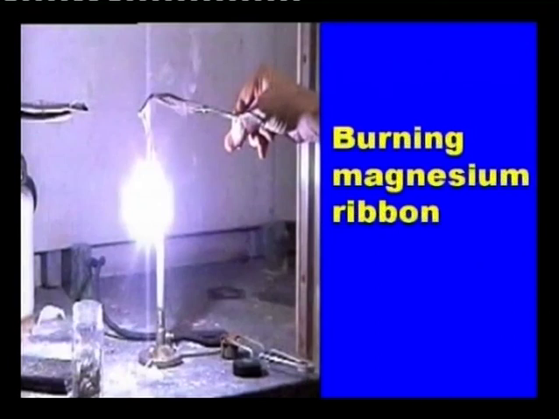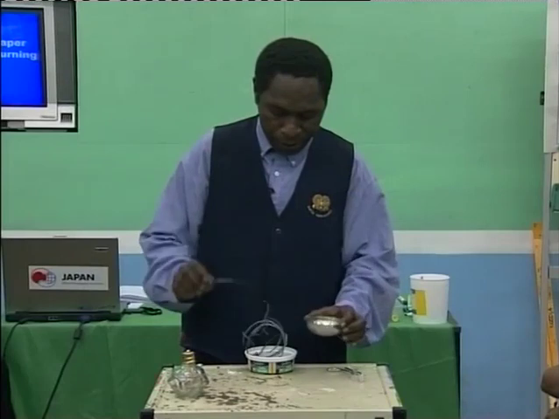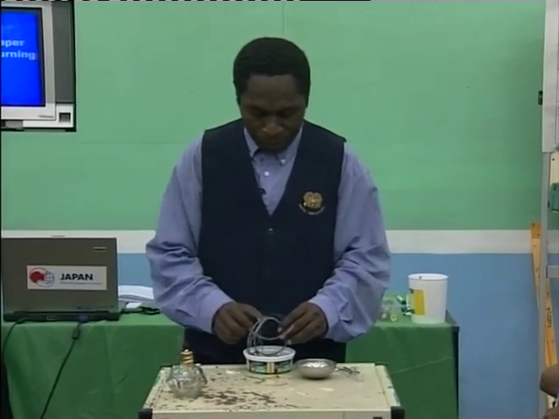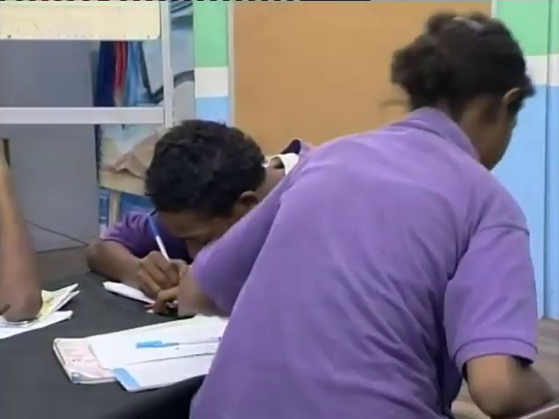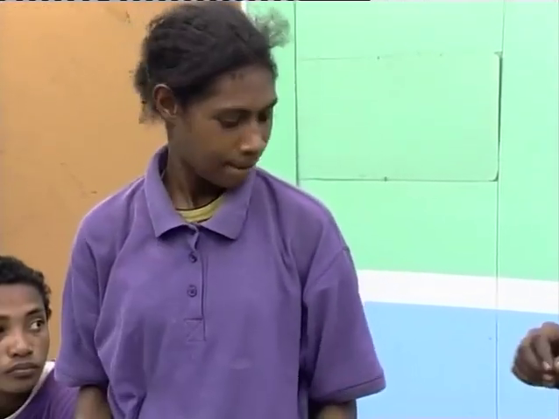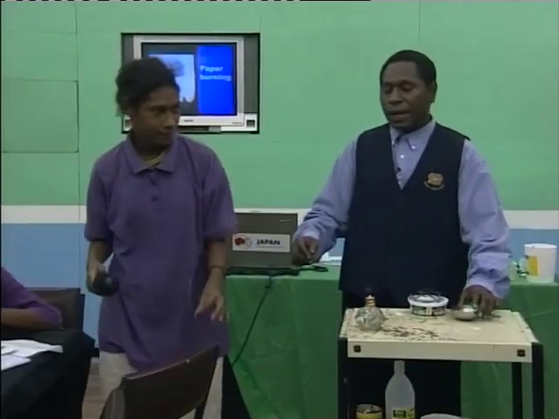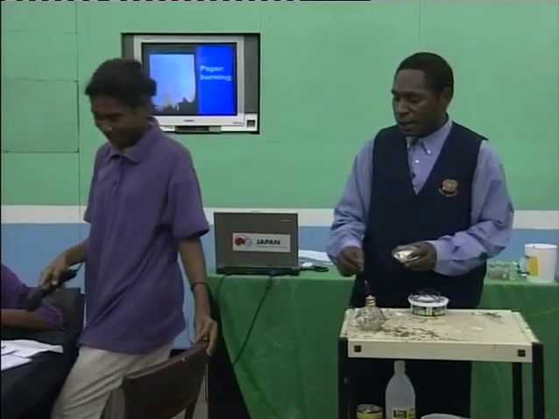Now, receiving students, Glenda is going to help us do part of the description. She will describe what it looks like and how it feels, the magnesium ribbon. It's gray and like a wire. All right, very good. It is grayish in color and it's like a wire.